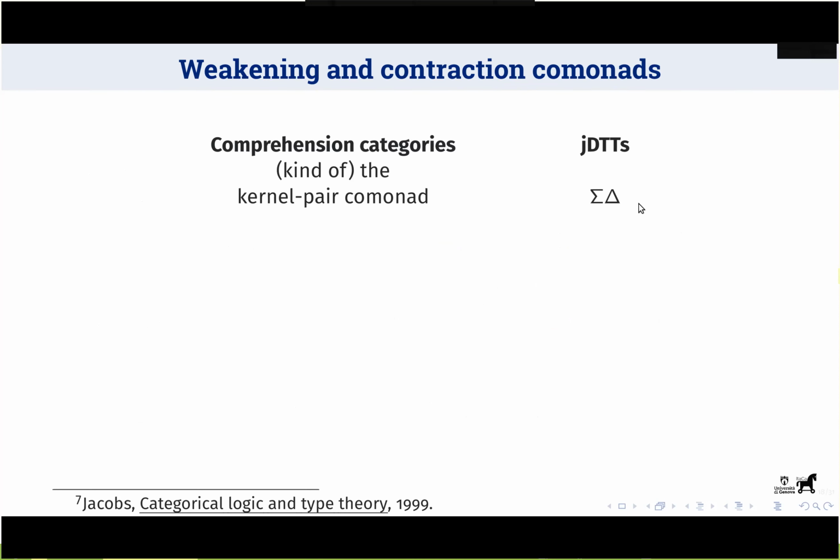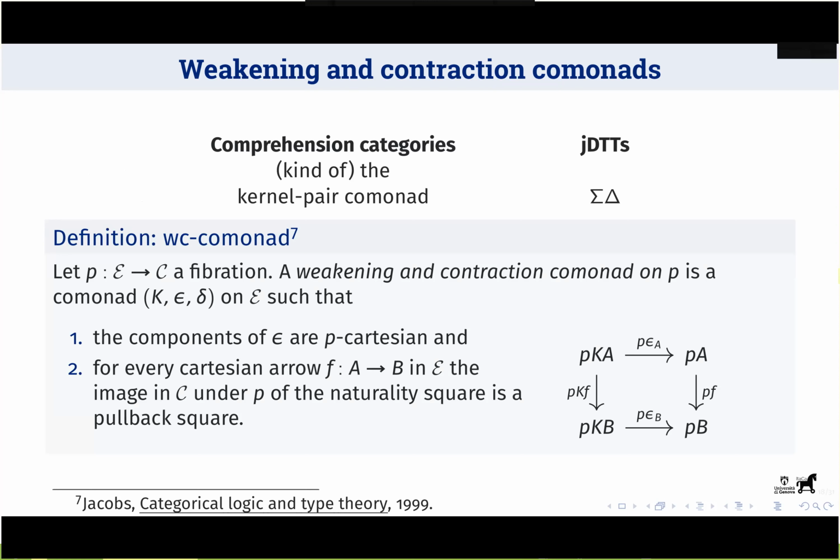The relation that we can establish between the two is actually that of an intermediary category, which is the category of WC comonads, so weakening and contraction comonads. So let's take a fibration, then we call a weakening and contraction comonad on P a comonad on the total category such that each of the components of the co-unit are Cartesian, and for every Cartesian arrow, the image in C under P of the naturality square is a pullback square. So you can kind of see how this establishes a middle ground between the two.